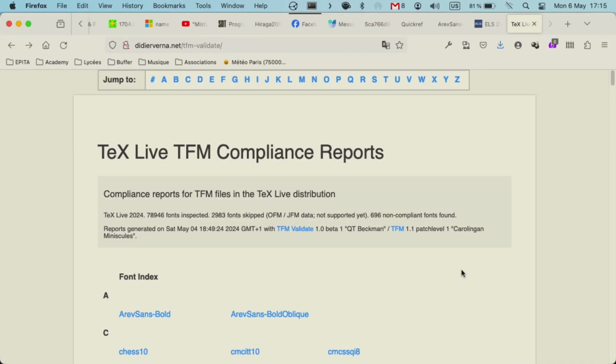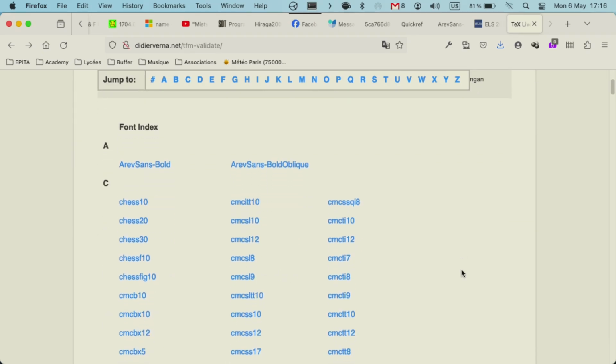So let's look at the website. It's here. As you can see, it takes approximately 2 minutes to run, and it checks a little less than 80,000 fonts in the TeX Live distribution. Currently, it finds almost 700 non-compliant TFM files in the TeX Live distribution. So there's a bunch of them.